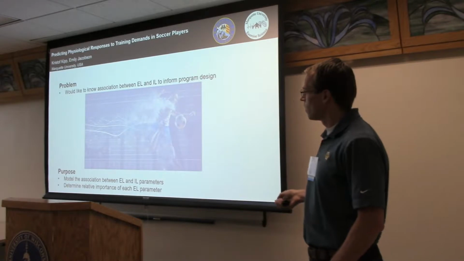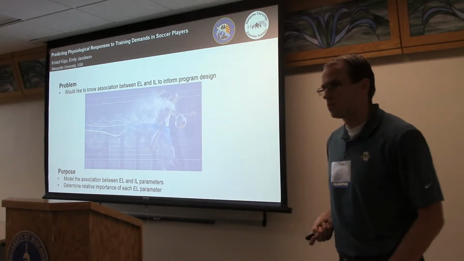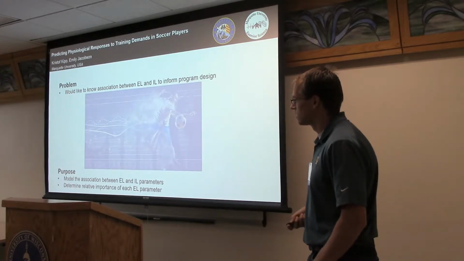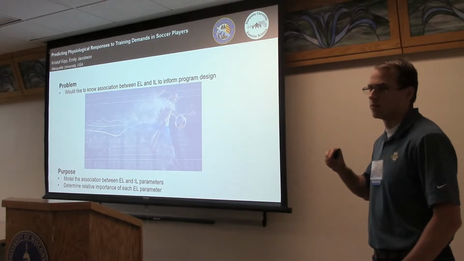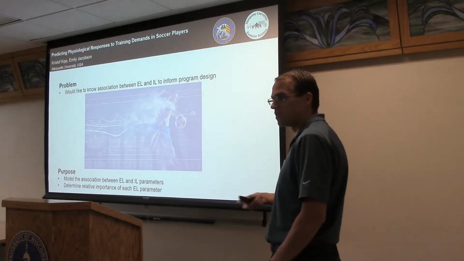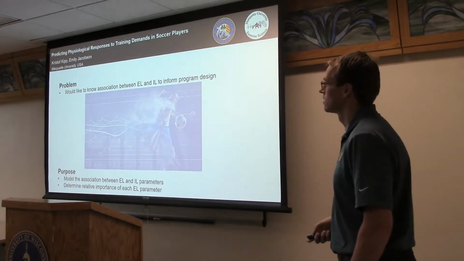So for this problem, we wanted to model the association between external and internal load variables, first of all. And then we also wanted to determine the relative importance of each external load variable. So is it high-speed running distance? Is it how much volume they do overall in practice, the intensity of practice, and so on.